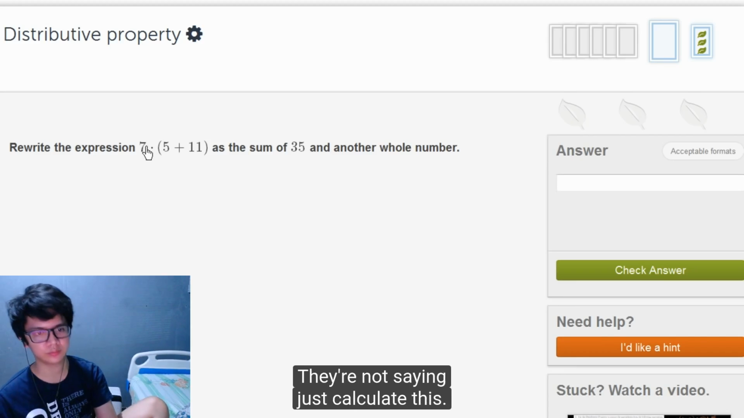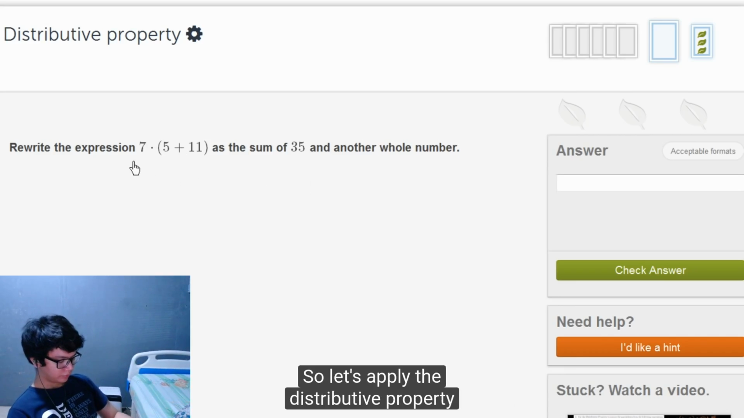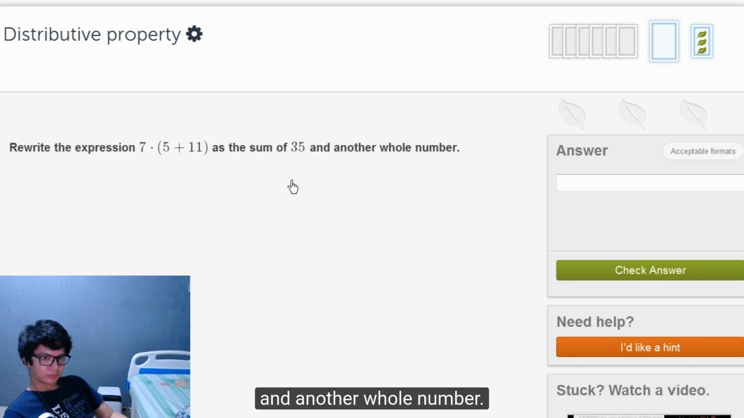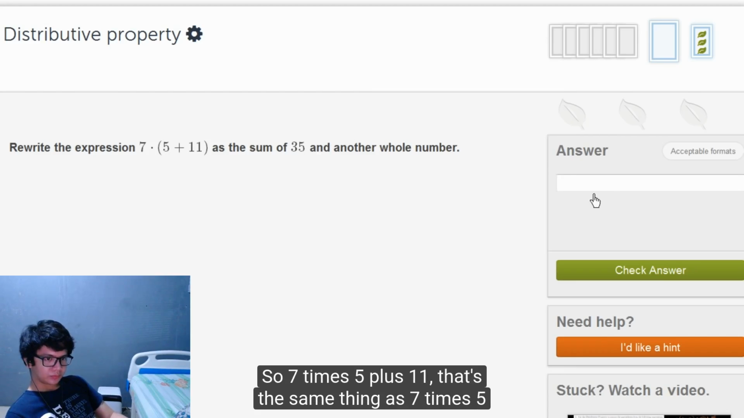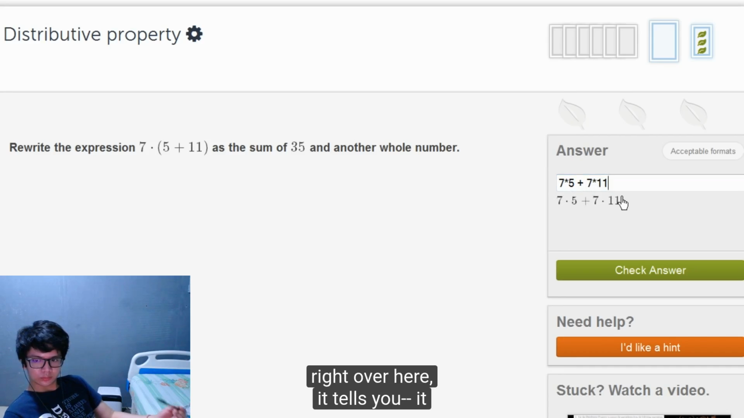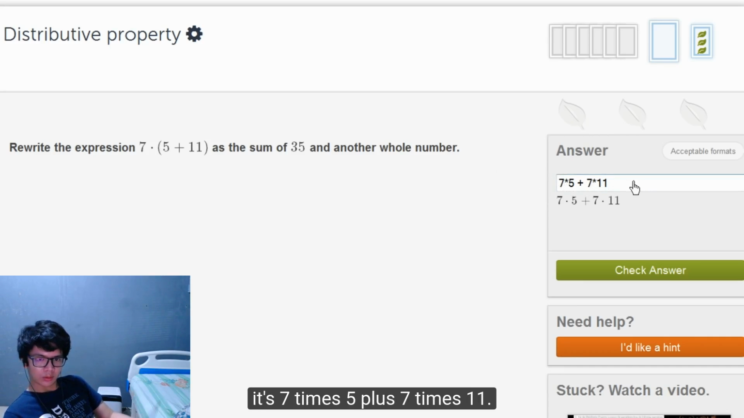But that's not what they're asking us to do. They're not saying just calculate this. They're saying express this as a sum of 35 and another whole number. So let's apply the distributive property, and let's see if we can get a sum of 35 and another whole number. So 7 times 5 plus 11, that's the same thing as 7 times 5 plus 7 times 11. And you can see with this expression editor right over here, it puts it in nice math formatting. So if we're distributing the 7 over the 5 and the 11, it's 7 times 5 plus 7 times 11.